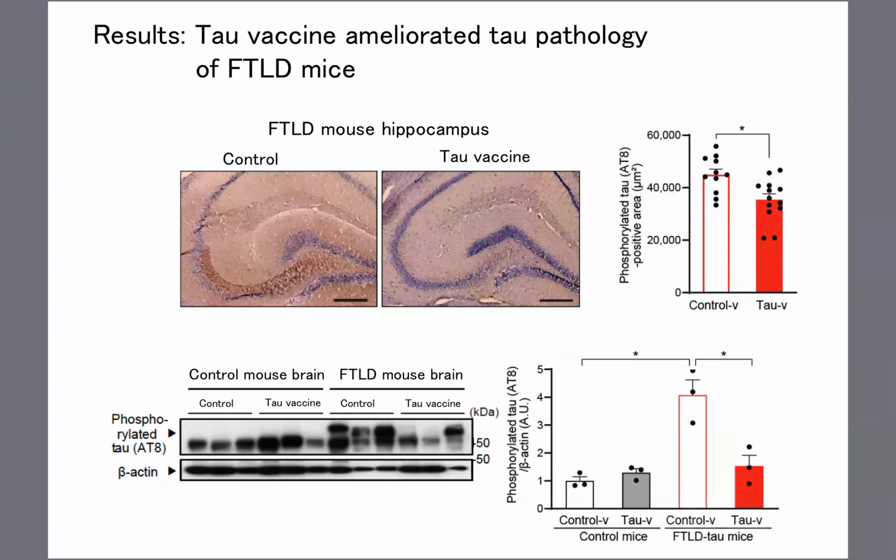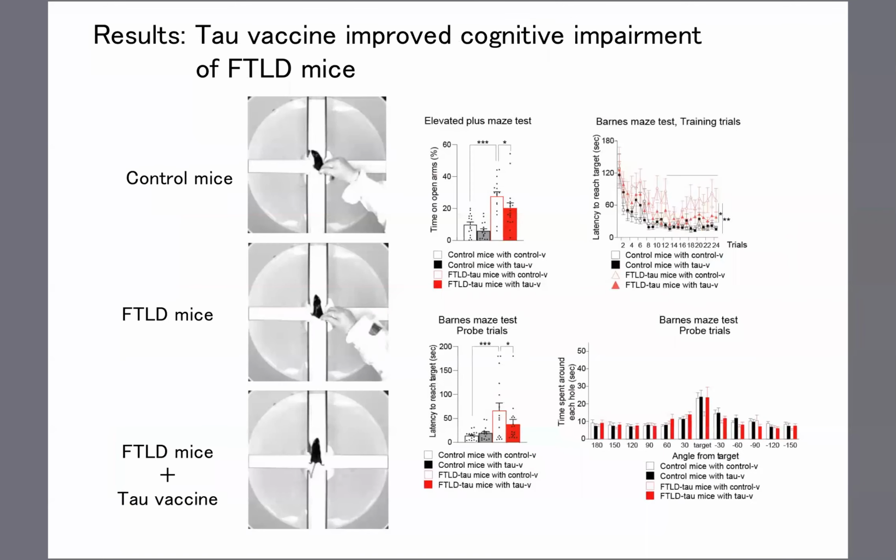Next, we checked tau pathology. The decreased deposition of phosphorylated tau in hippocampal CA1 neurons of FTLD mice by tau vaccine was further proven by immunohistochemical analysis of postmortem mouse brain tissue collected at a predetermined endpoint of the therapeutic evaluation at 9 months of age. Finally, we tested cognitive impairment of FTLD tau mice. Control vaccine-treated FTLD mice exhibited a loss of hazard perception in the elevated plus maze test and disturbed spatial memory in the Barnes maze test, but both were significantly alleviated by treatment with tau vaccine.